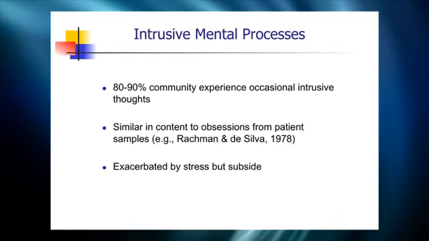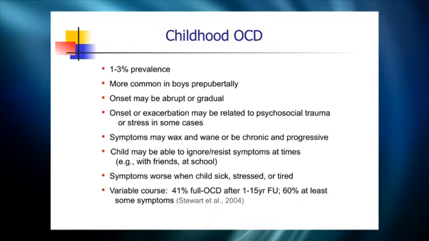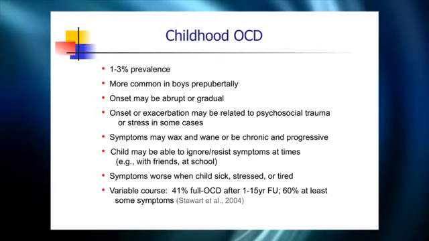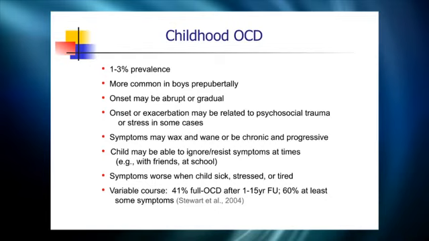Now, there's one thing wrong with this statistic. What is it? It's in response to some kind of a stressor or a big life change. Commonly, the onset is more gradual. And what we'll see sometimes, even with kids that will come in with an acute exacerbation of symptoms, is that they did have subclinical symptoms that have been going on before that the family may not have been aware of.